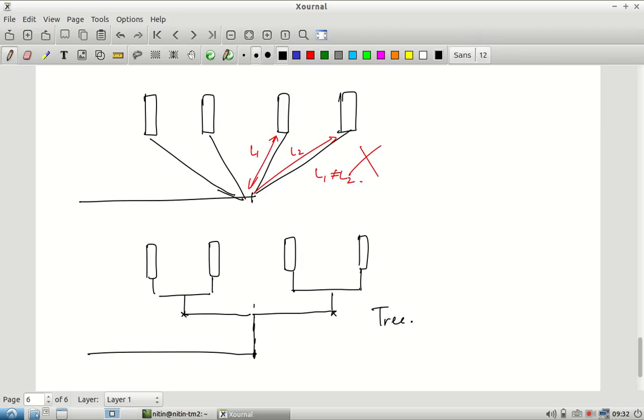How do I do this in general across an entire circuit? Because a circuit will not have all its flip-flops in one line.